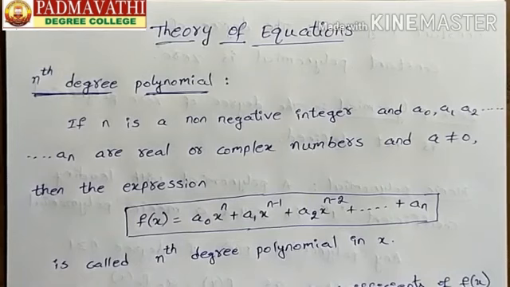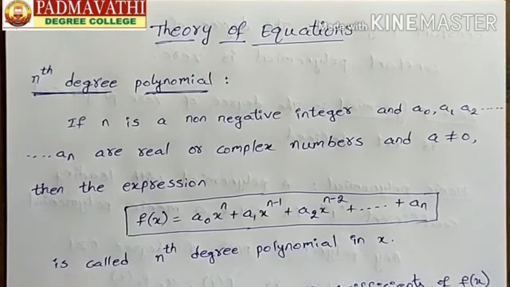polynomials, we have already learned so many things. First, let us recall the definitions. The first one is the nth degree polynomial. If n is a non-negative integer and a0, a1, a2 and so on up to an are real or complex numbers and a0 is not equal to 0, then the expression f of x equal to a0 x power n plus a1 x power n minus 1 plus a2 x power n minus 2 plus and so on plus an is called an nth degree polynomial in x.